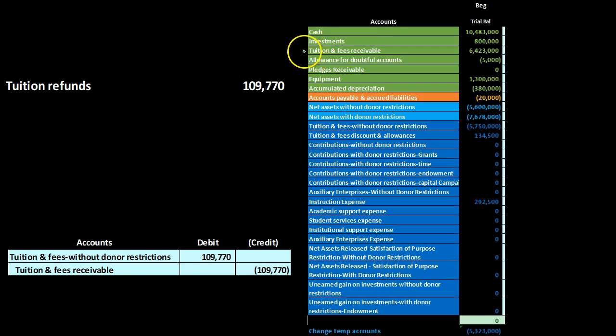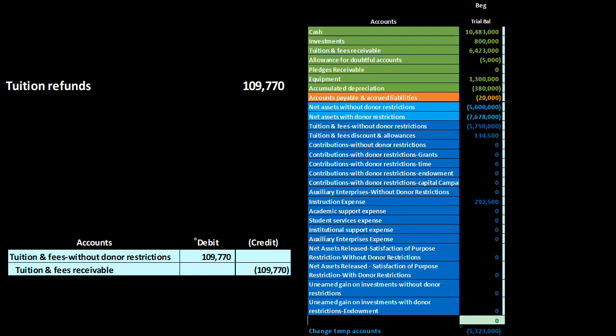Therefore, we're going to be reducing the tuition receivable. It has a debit balance. We're going to do the opposite thing to it, which will be a credit. So we're going to credit the tuition receivable. We're going to debit then the income kind of account, the tuition and fees without donor restrictions. And so we're going to debit the income type of account. That's a little bit unusual, something you might not see in a for-profit type of organization.